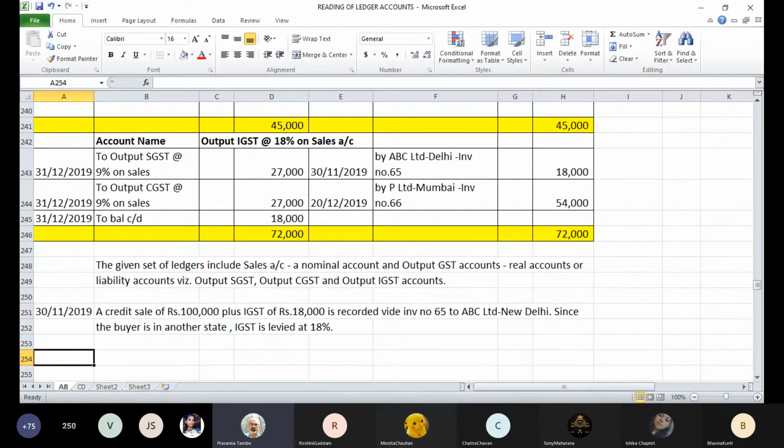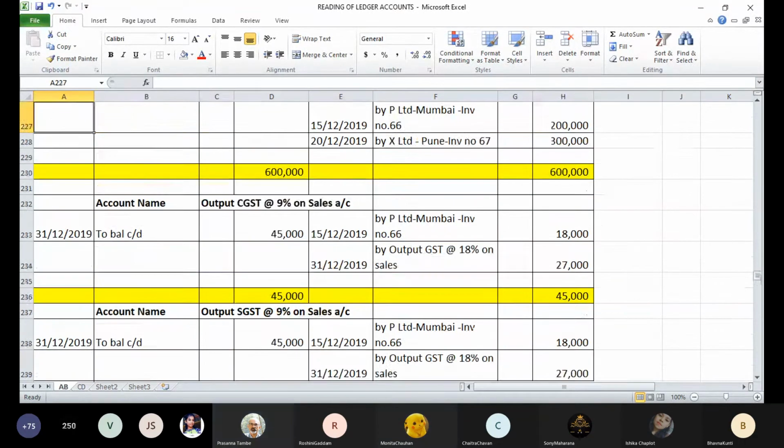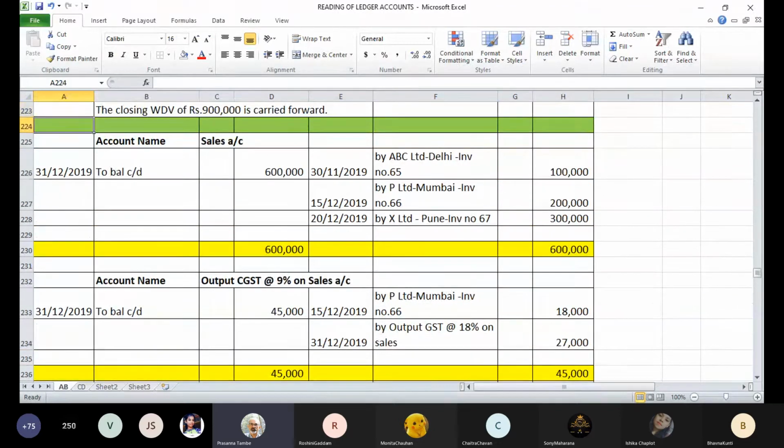Okay, fine. So let's go to the sales account again. On the sales account, the second entry is on 15th December. It says by P Limited, Mumbai, invoice number 66. So here the customer is in Mumbai. P Limited is your customer and the customer is in Mumbai. Since the customer is in the same state, because Vijay, the proprietor, is in Maharashtra. So this customer P Limited in Mumbai is in the same state.